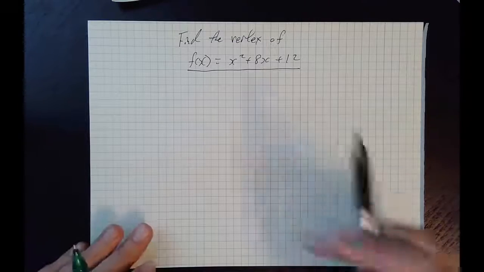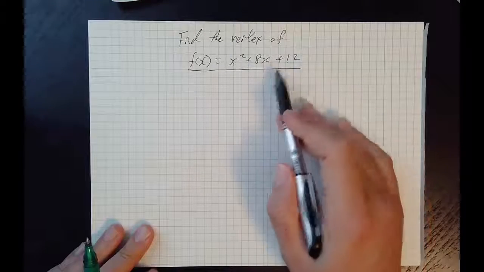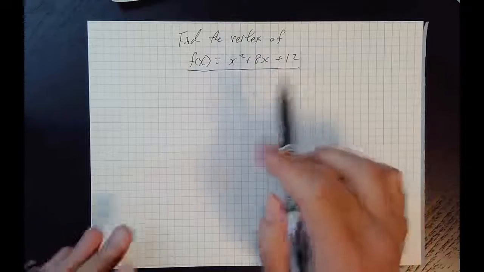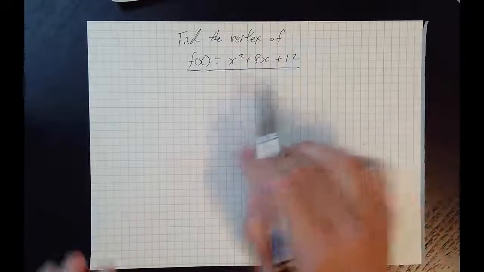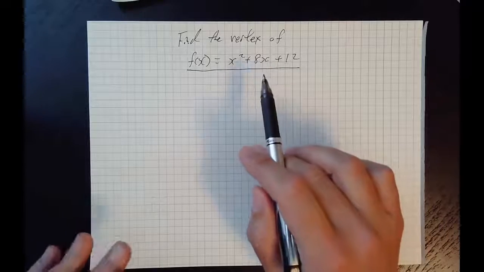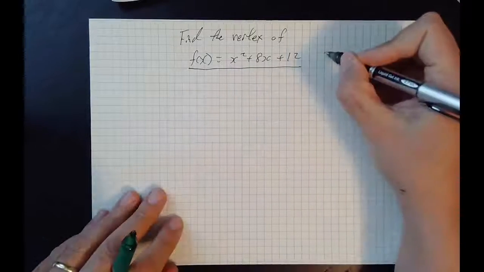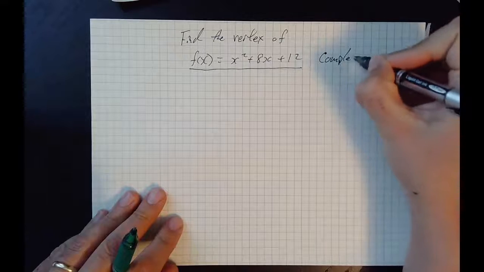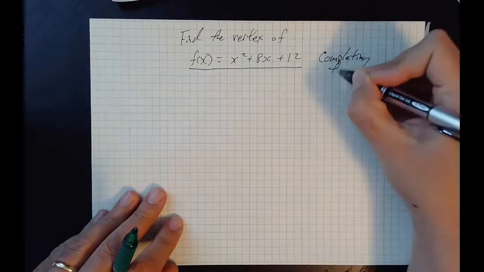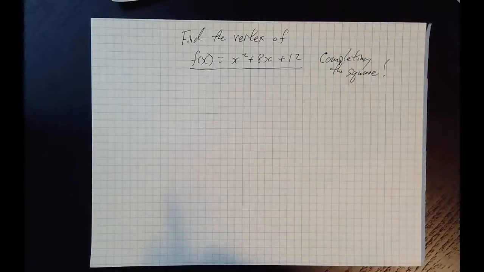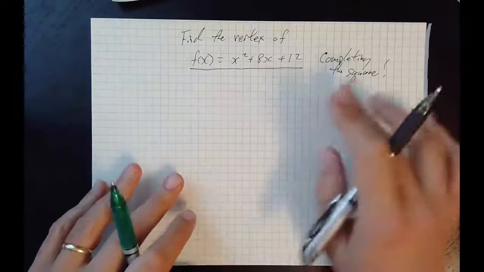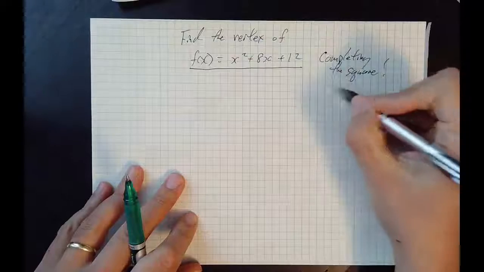Okay, so what we're going to do here is there's lots of different ways to find the vertex of this. You may have put this into graphing software, you may have factored this, but ultimately we're going to try to find the vertex of this using a method called completing the square. Okay, so we're going to be completing the square on this. And so what that means is we're going to rewrite this in vertex form.